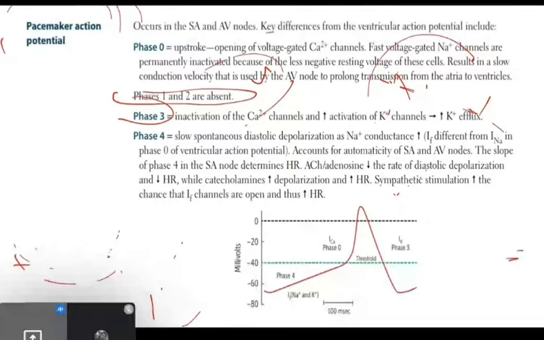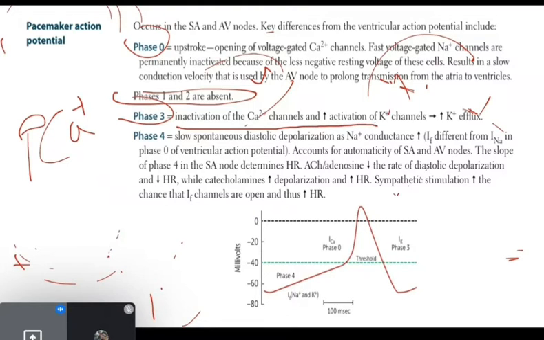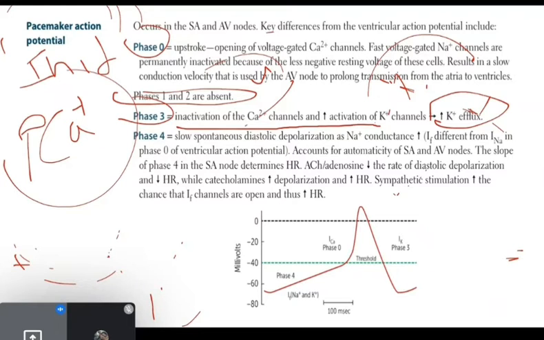So what will happen next? Now, in phase 0, the calcium channels increase calcium in the cell. Next, what will happen? Inactivation of the calcium channels and increased activation of the potassium channels, so you have an increase in the potassium efflux. We have a lot of calcium inside the cell now. We don't need any more calcium, so the calcium channels will close.